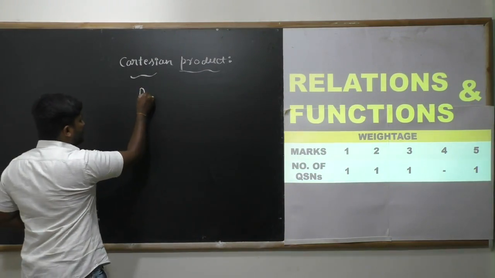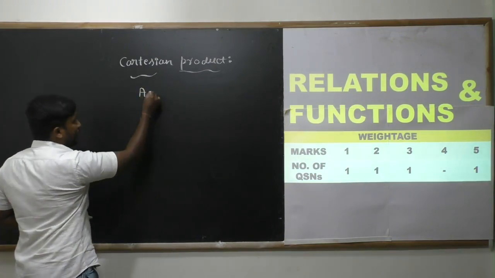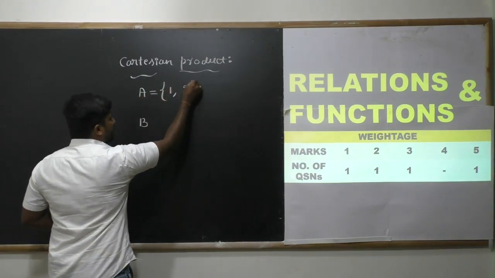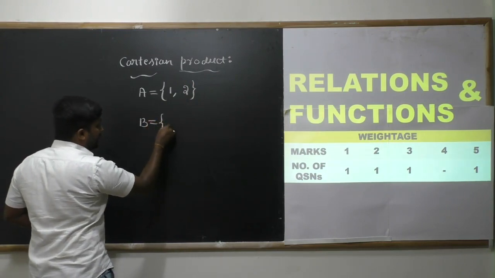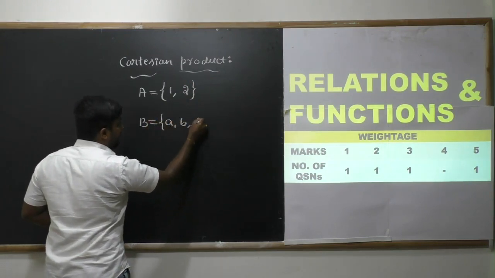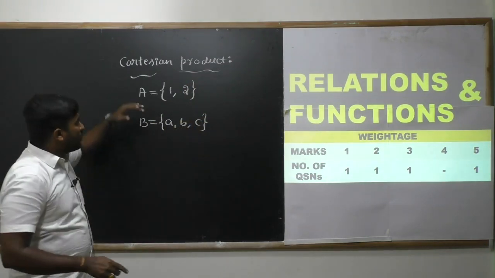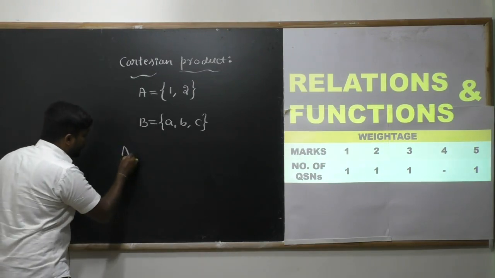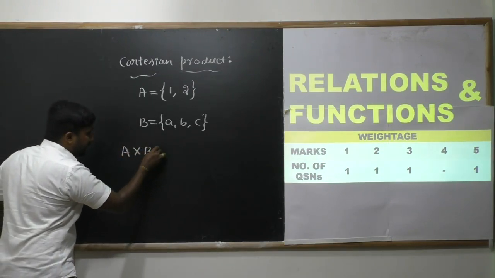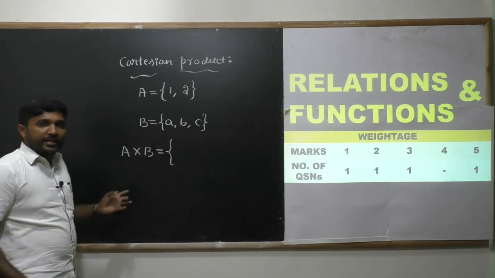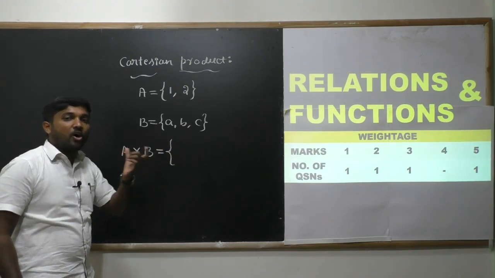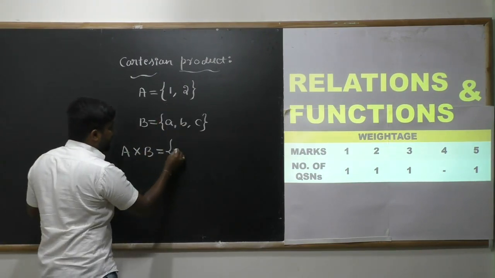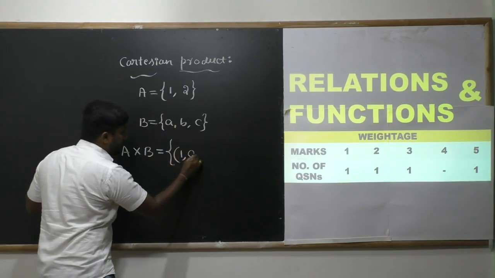I am taking two sets A and B, where the elements of set A are 1, 2. Okay, next elements of set B are a, b, c. Okay, now the Cartesian product between the sets A and B is denoted by A cross B. It is a new set where its elements are represented in ordered pairs. I write the elements, you just note down. First element of A cross B is ordered pair 1, a.